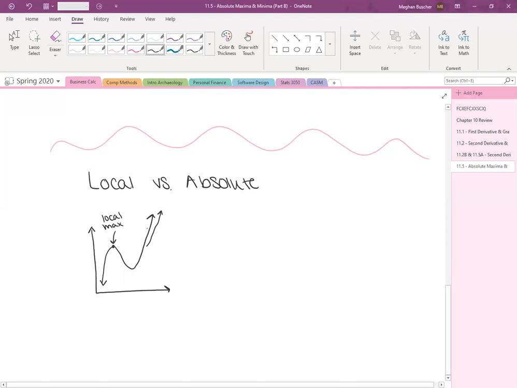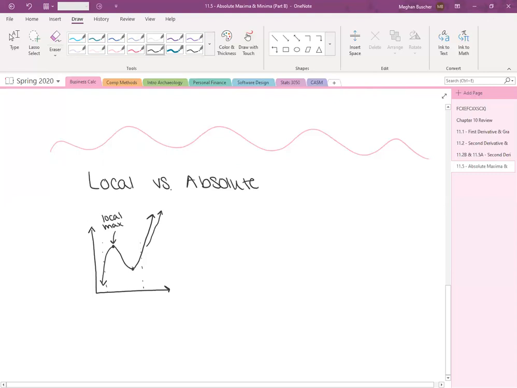So when we're talking about local, it's saying if you were to cut this function off at some point, not look at values beyond a certain point, this would be the maximum value achieved. But we're looking at the entire graph. And so the local is saying that there are values past this one that are greater than this maximum. And same for here.